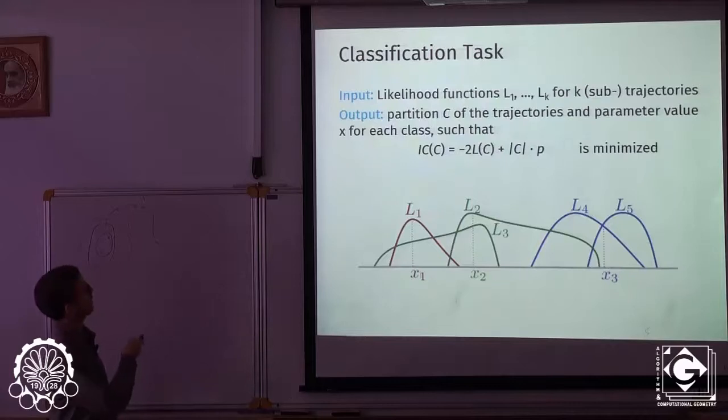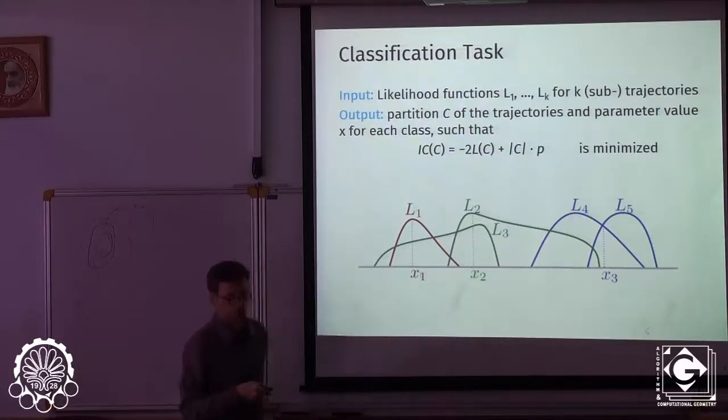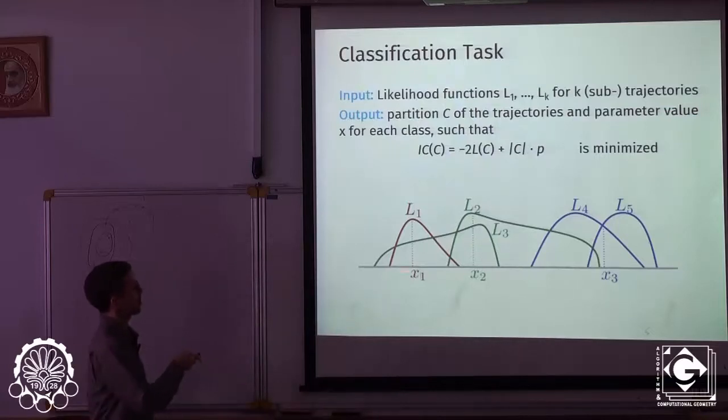So this is the setting. Now it's by now very ungeometric, you could say, but it will get geometric again. Because now my input, I don't really need the trajectories, I need the likelihood functions. My input is a set of likelihood functions. And the output should be a partition of the trajectories according to the likelihood functions, and for each group, a parameter value x, such that this information criterion is minimized.